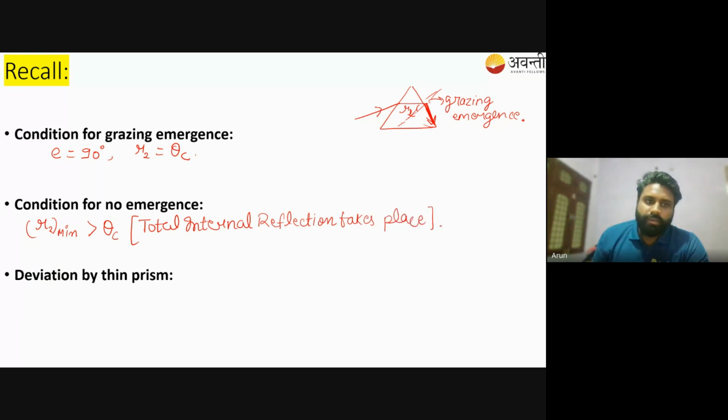okay। What is the formula for deviation by thin prism? I have told you right now in the earlier slide. It is delta is equals to mu minus 1 into A, where mu is the refractive index of the prism and A is the angle of prism. Got it? What is the deviation for violet color?